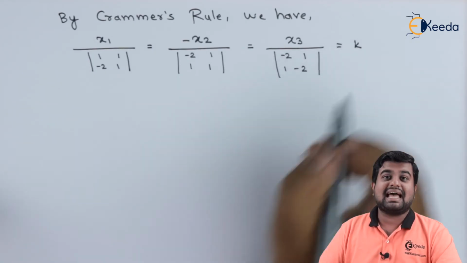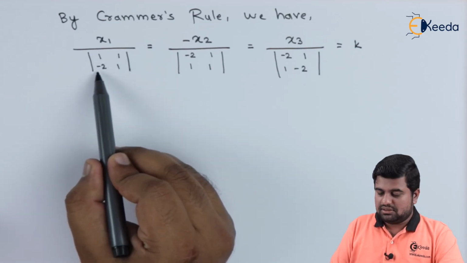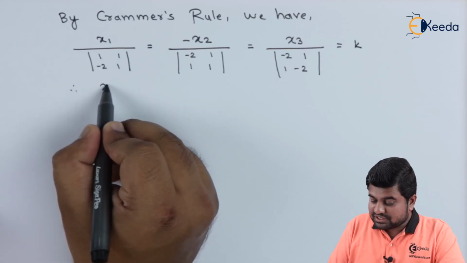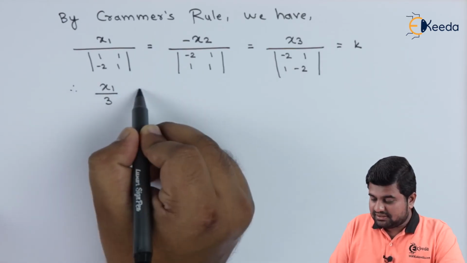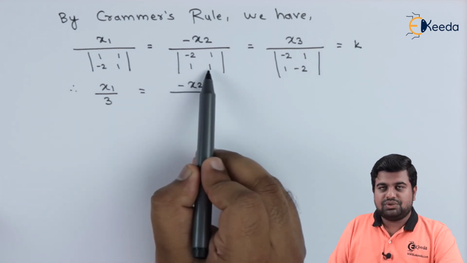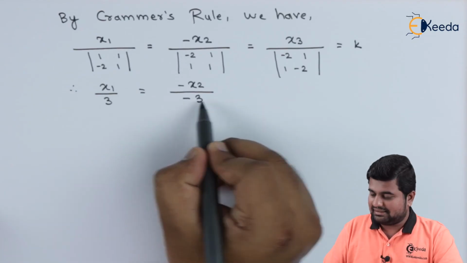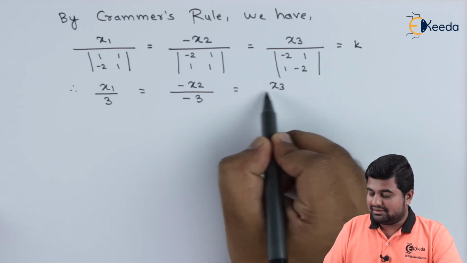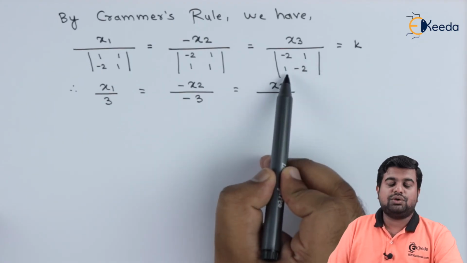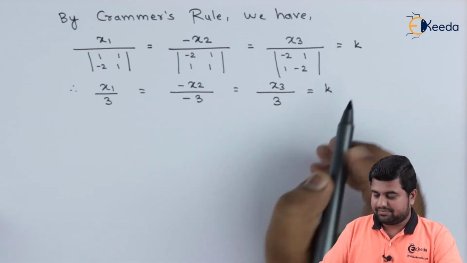And we'll equate this as k. So let us solve this determinant. 1 into 1, 1 minus minus 2, which is 1 plus 2, is equal to 3. Therefore, x1 divided by 3 is equal to minus x2 divided by minus 2 into 1 is minus 2, minus 1 into 1, which is minus 3, is equal to x3 divided by minus 2 into minus 2 is 4, 4 minus 1 into 1 is 1. So 4 minus 1, 3, is equal to k.